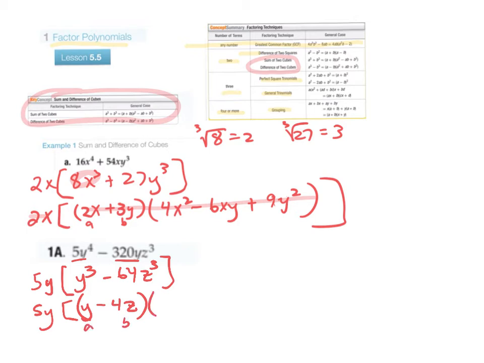So now I can finish it. So I square a, so that's y squared. But this time I'm going to have a plus sign in the difference. So I go plus times a times b. So y times minus 4z is minus 4yz.